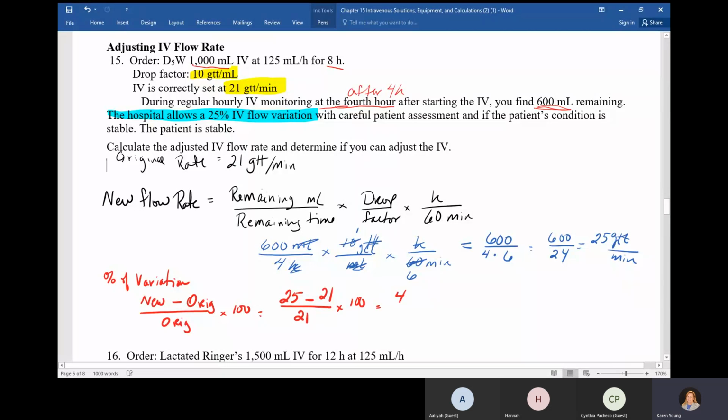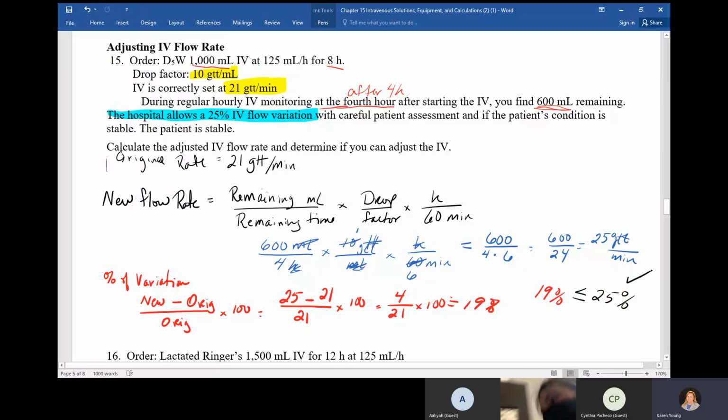25 minus 21 is 4 over 21 times 100. So 4 divided by 21 times 100. And that gives me 19%. So what I want to look at is my 19% less than or equal to the 25% that the hospital allows. And 19 is less than 25.